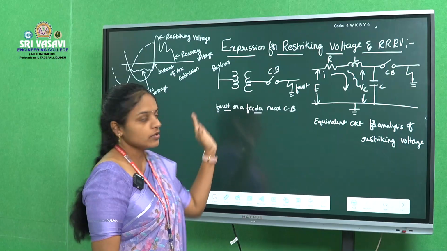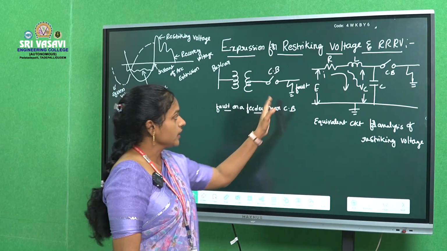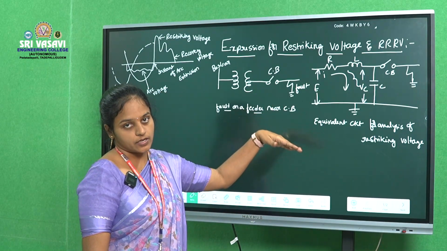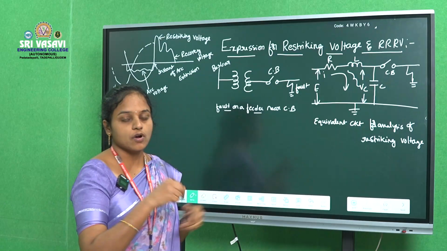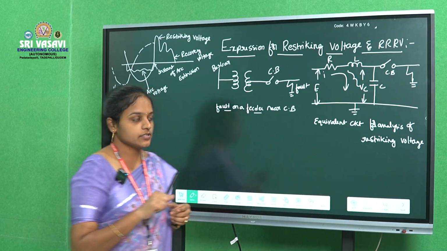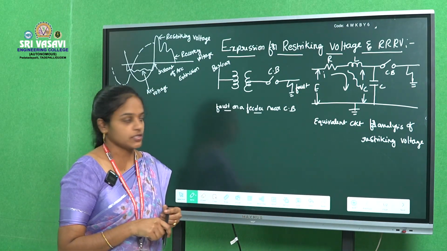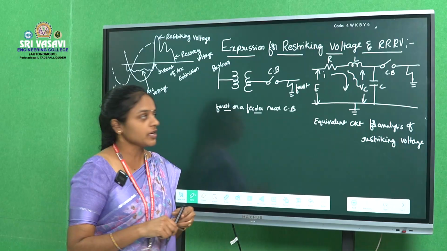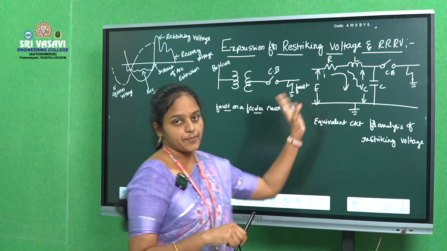So here, for deriving restriking voltage, we'll take one feeder circuit in which a fault appears near the circuit breaker. Before the fault, normally the current flows through the circuit breaker contacts. These two contacts are attached with each other. Whenever a fault occurs, the circuit breaker contacts are separated.